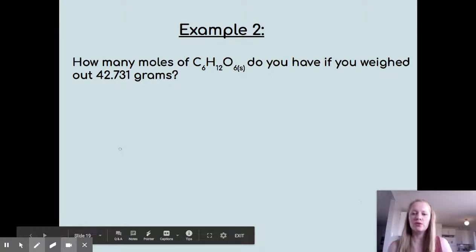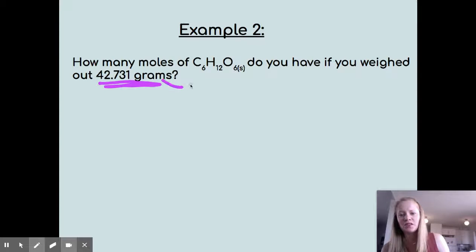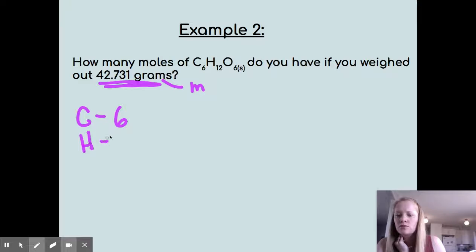Okay, so how many moles of C6H12O6, this is actually glucose or sugar, do you have if you weighed out 42.73 grams? So first thing I'm going to do is recognize what I have. Is this grams, little m, big M, or N? Okay, and grams tells me this is little m. I can calculate big M always. So if I'm calculating molar mass for C6H12O6, this is always something that's going to be done on the side kind of thing. So I have 6 carbons, 12 hydrogens, and 6 oxygens.